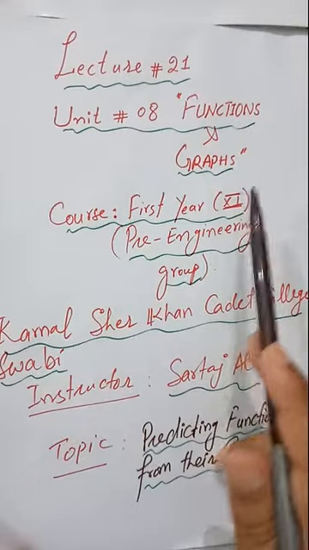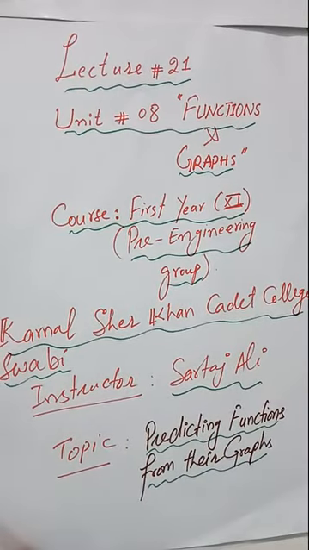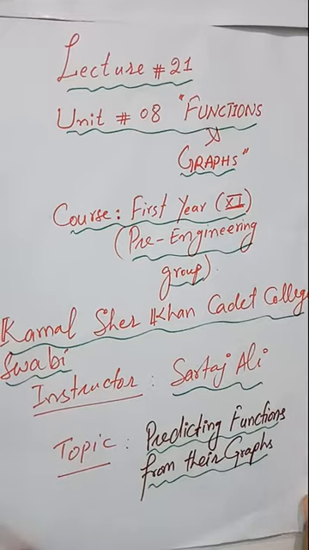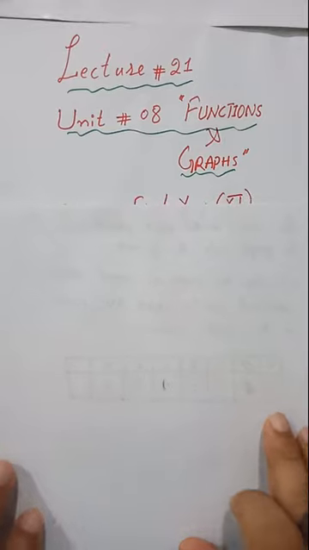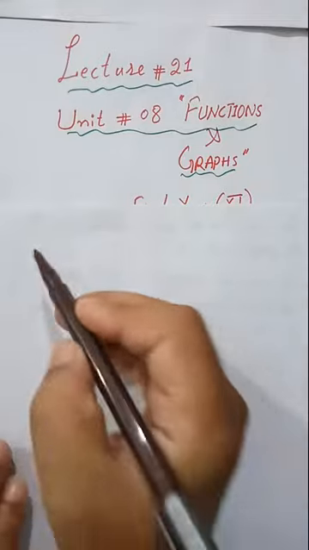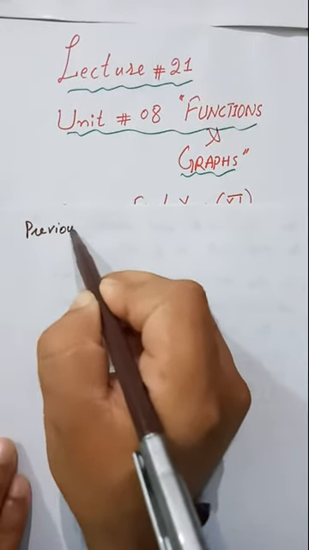This is unit number 8, Functions and Graph, course of first year pre-engineering. In this video lecture, we will discuss the topic which is prediction of functions from their graph. In the previous video lecture, we discussed the graph of a function when that function is given in the factorized form.